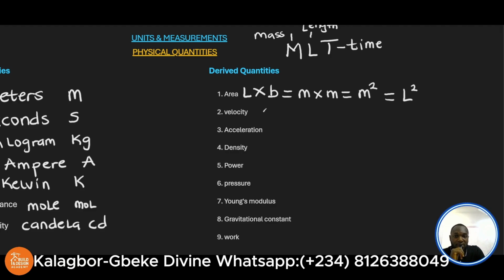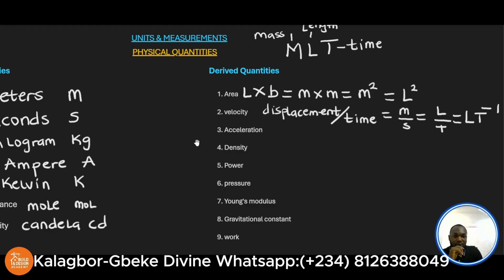Next, we have velocity. Velocity is displacement over time. Displacement is measured in meters and time in seconds. Meters is represented as L and time is represented as T, which gives us L over T. We can also write it as LT raised to the power minus 1.